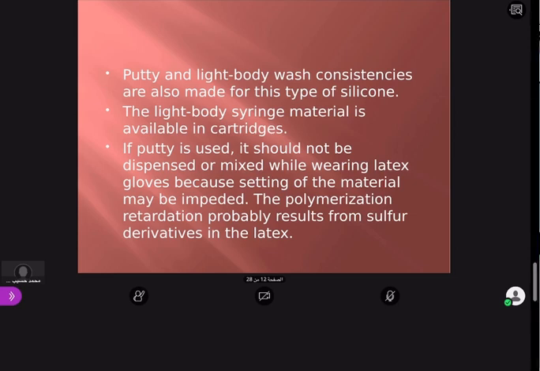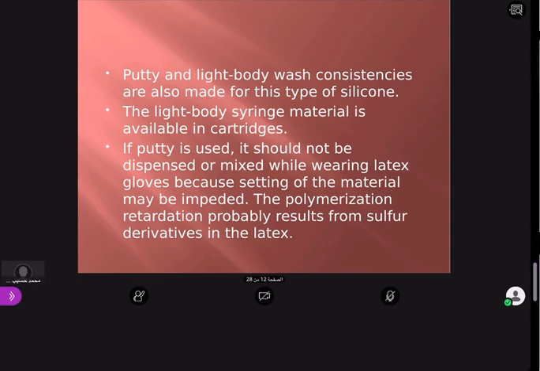If putty is used, it should not be dispensed or mixed while wearing latex gloves, because setting of the material may be impeded. This is the important point: when we want to mix the putty material, we cannot use latex gloves. Otherwise there will be a delayed set in the material. When we want to mix this material by hand, we will use plastic gloves, not latex gloves. We can use polyvinyl gloves, not latex gloves.